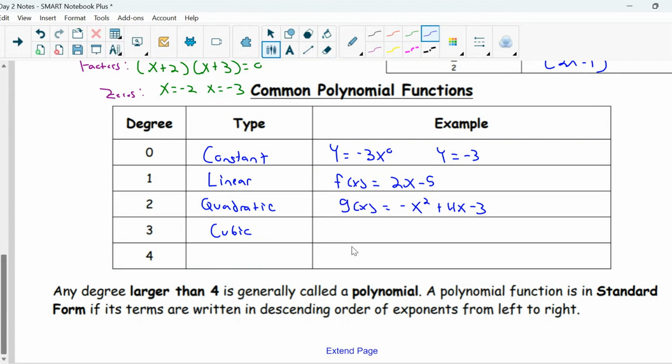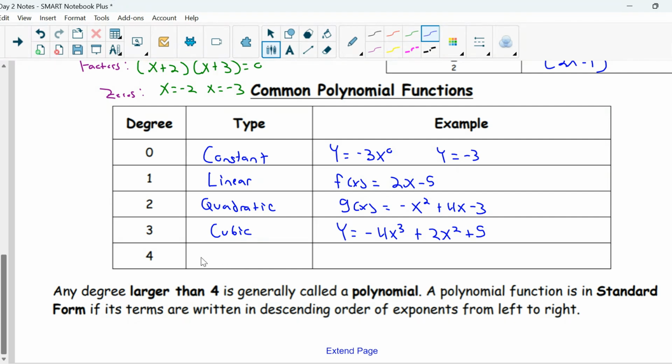Okay, a cubic is when you just add one more power. So an example would be y equals -4x cubed plus 2x squared plus 5. Remember, we don't need every single exponent down. Your type and your degree are all based off the largest exponent.